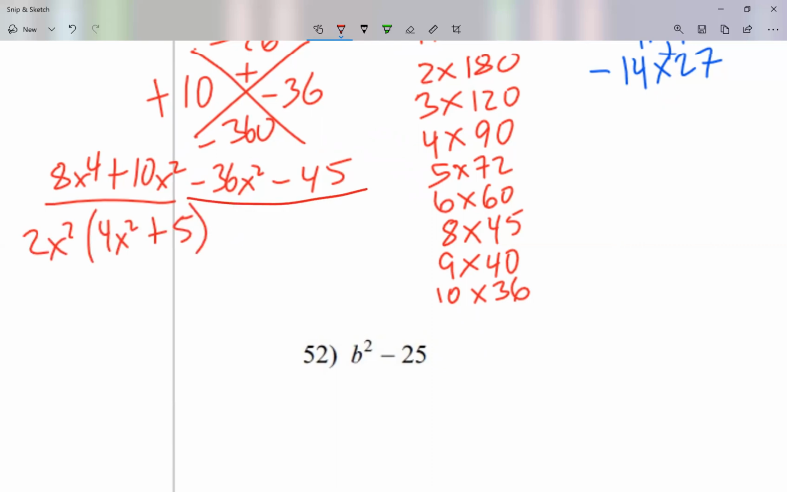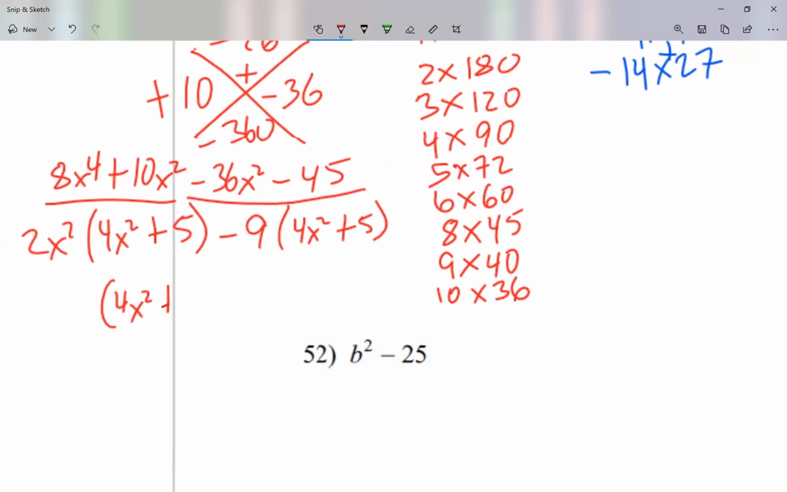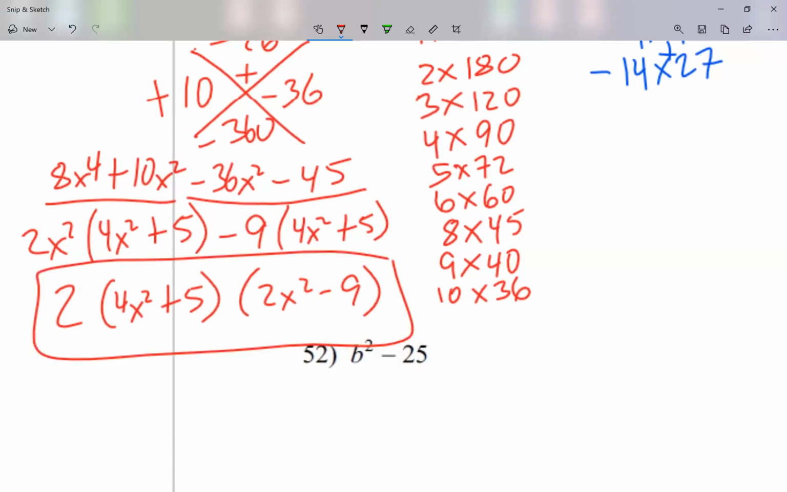Now looking at the last two terms, let me divide each by a negative 9. It's going to give me 4x squared plus 5. So my parentheses would be 4x squared plus 5, 2x squared minus 9. But let me not forget my 2 from the beginning. Remember, I divided everything by 2 to begin with, so let me not forget that 2.